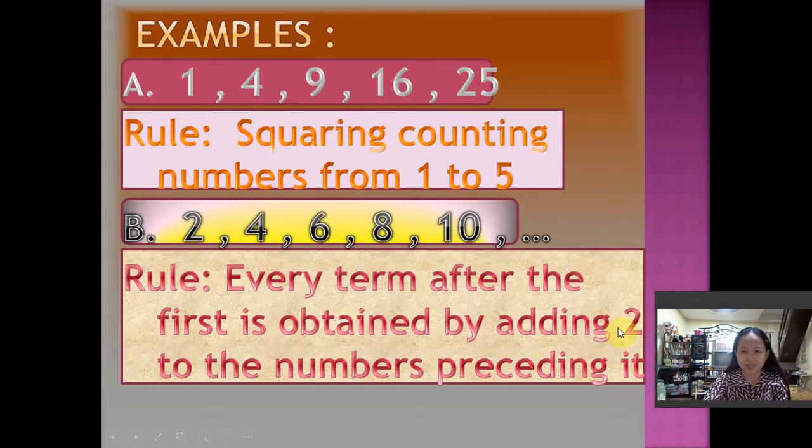Let's try to find out if this rule is really correct. First term is 2. Add 2, we have 4. 4 added by 2, we have 6. 6 added by 2, we have 8. 8 added by 2, we have 10. Therefore, our rule is correct. Every term after the first is obtained by adding 2 to the number preceding it. So these are examples of sequences. They follow a certain rule or pattern.